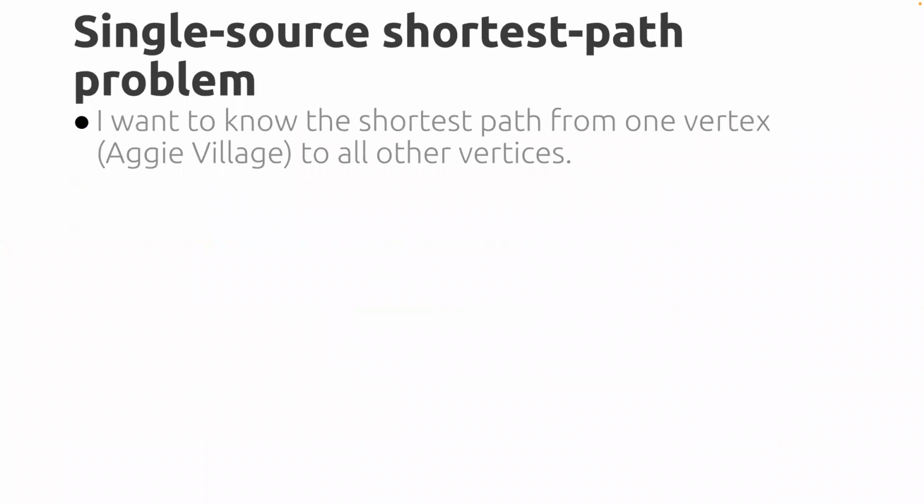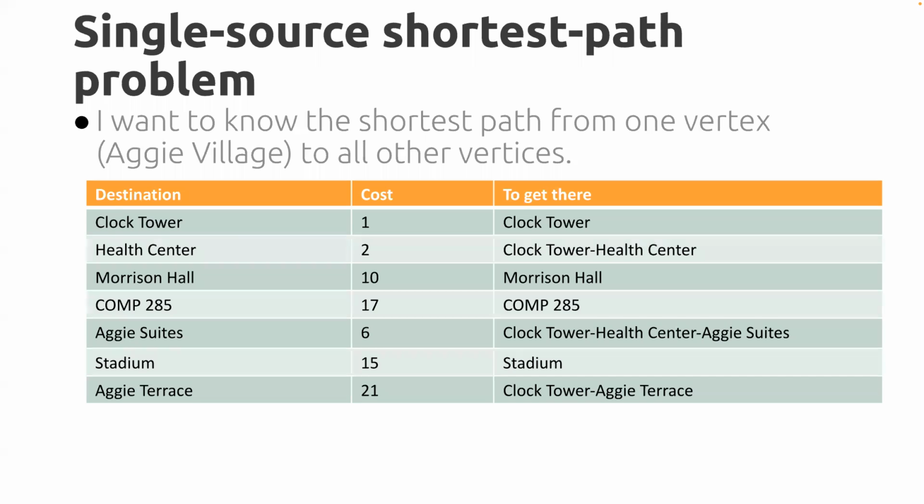So this is the single source shortest path problem. And the idea is that I want to know the shortest path from one vertex, so single source, to all other vertices, okay? So here's actually the answer from Aggie Village to all the other vertices we talked about. These are the costs of the shortest paths and these are the paths you take to get there. Okay. So you can double check me on that as the example. This is the answer we want.